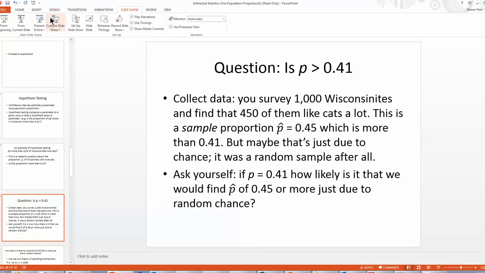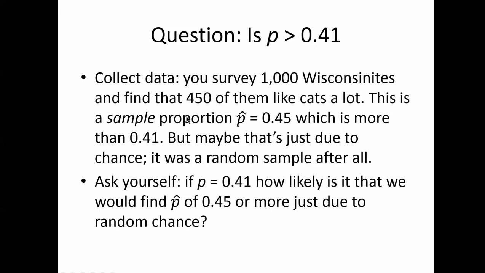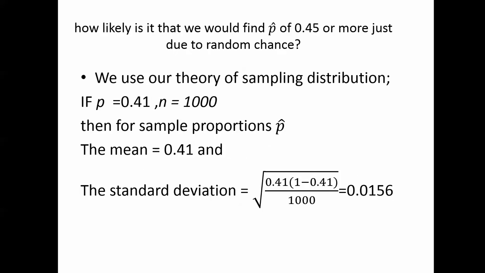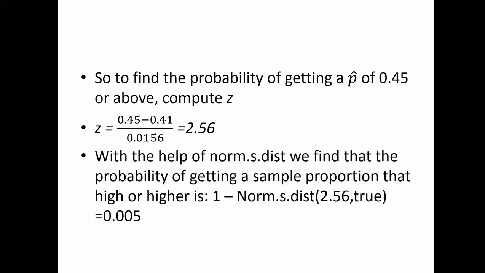So let's go back to the theory. Remember, we're asking ourselves this question: if p is 0.41, how likely is it that we would find a p hat of 0.45 or more? In our simulation, it was less than a 1% chance. Now let's look at the theory. The theory for the sampling distribution says that if p equals 0.41 and n equals 1,000, then for different sample proportions, the mean is 0.41 and the standard deviation is 0.0156. So the z-score that goes with our data would be 0.45 minus 0.41 over 0.0156, which is 2.56.